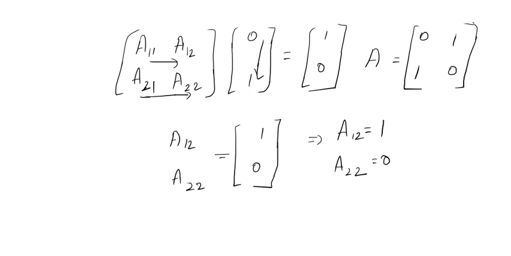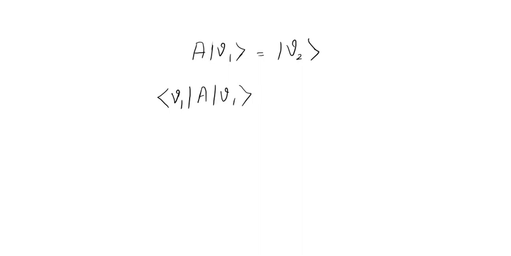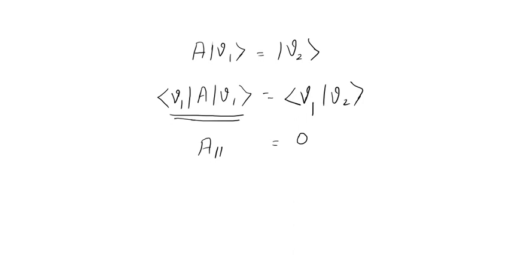So we can use the matrix multiplication. Another method is, so the A matrix operating on V1 is going to give V2. So multiplying with the bra vector V1 on both sides, the right hand side term becomes 0 and on the left hand side we get the A11 element. So the A11 element is 0.